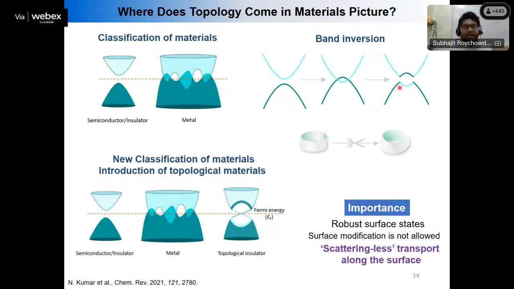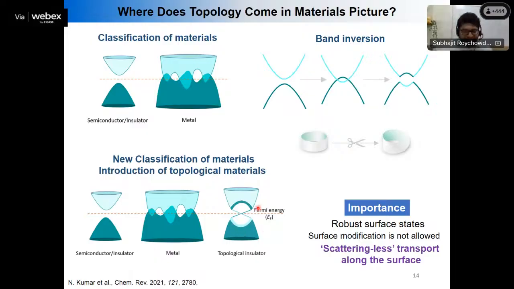And now as a result, you can see your valence band has a contribution from the conduction band, and your conduction band has a contribution from the valence band. This gives rise to a new classification of material, the topological insulator. In this material, in the bulk, it acts as an insulator where you have a gap between valence band and conduction band. But at the surface, it acts as a metal.